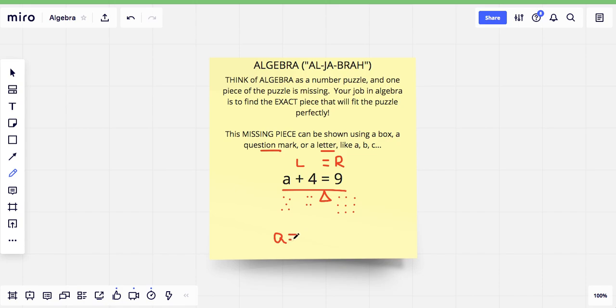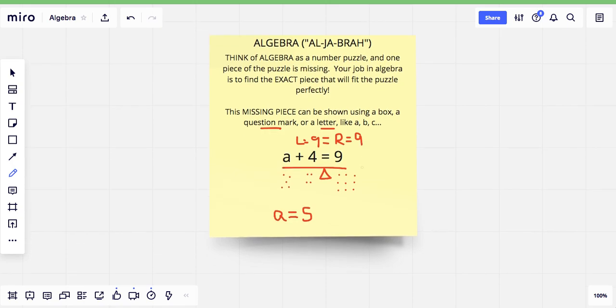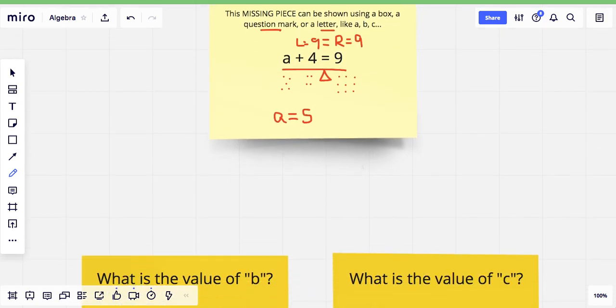A is worth 5. That's right. A is worth 5 because 5 plus 4 would be 9 on this side. This would now have a total of 9. And on the right side, we have a total of 9. So we have perfect balance, and that's what we want when we are doing algebraic expressions or equations. Let's go on to another challenge.